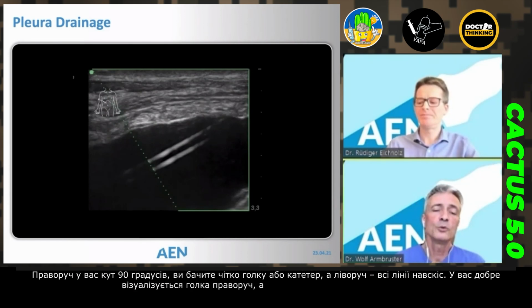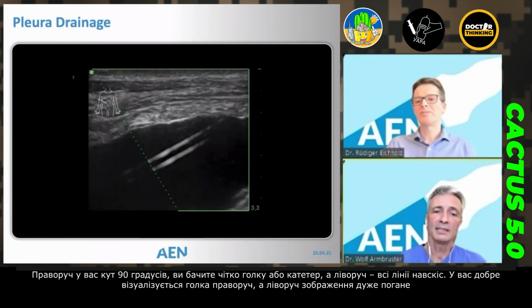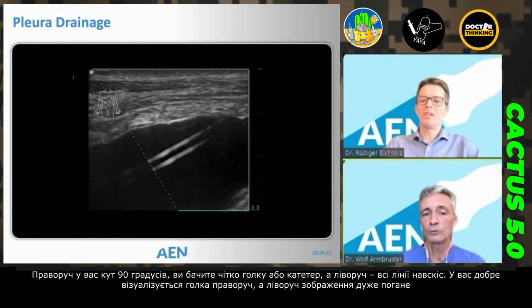If you set the probe to put the beam in lines toward the right down side, you have an angle of 90 degrees between the ultrasound beam and the needle, or here in the picture, the catheter. On the right side, where all the lines go obliquely, you have a good visualization of the drain. On the left side, with just a straight beam going through, as in a needle with a steep angle, you have very, very bad imaging of interventional materials.